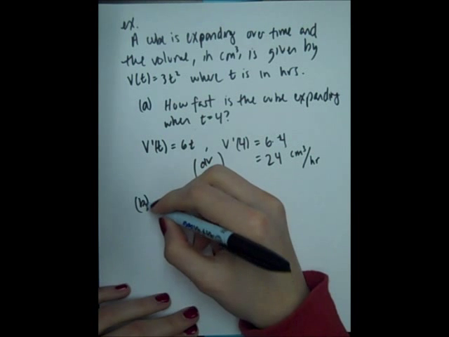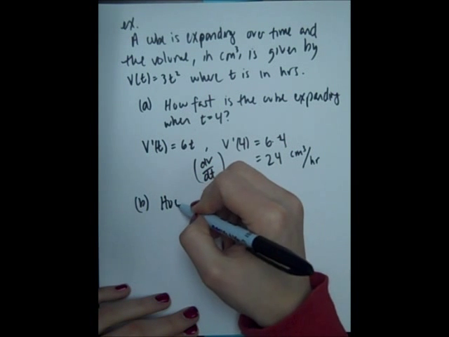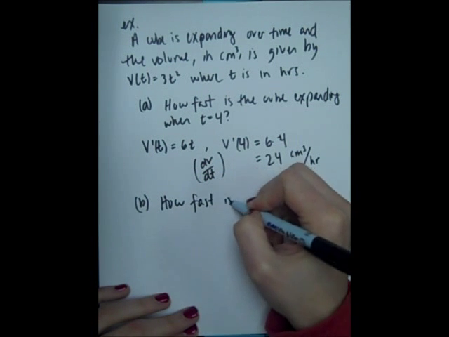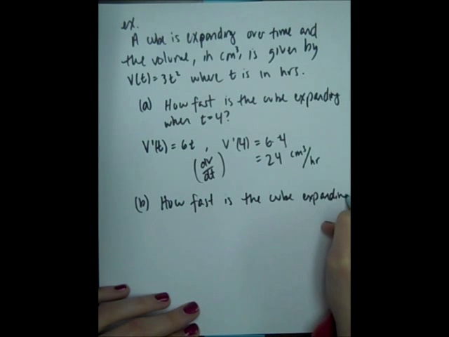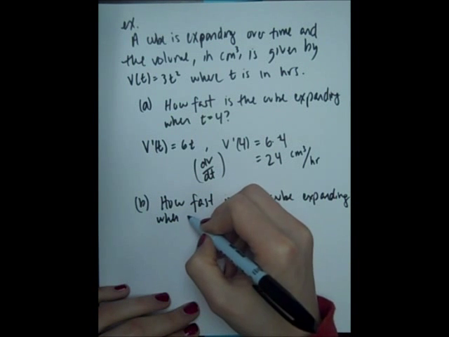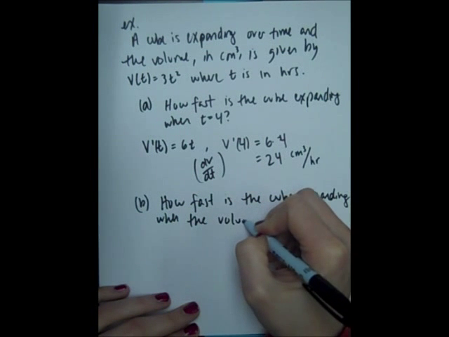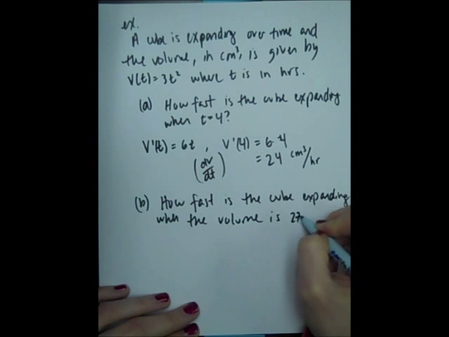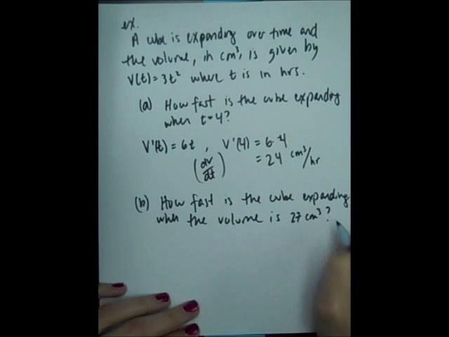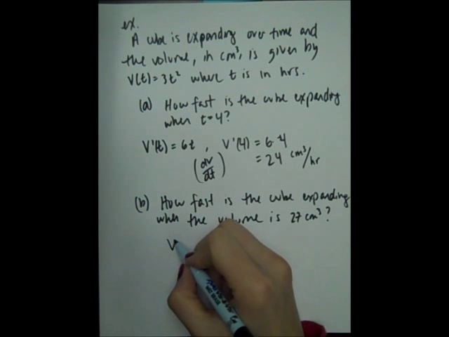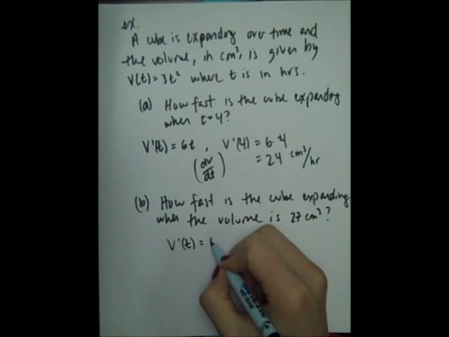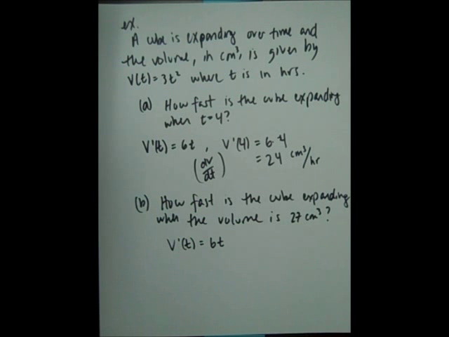Second question we could ask is, how fast is the cube expanding when the volume is 27 cubic centimeters? So again, we're asking how fast is it expanding, so we're looking for a rate of change. So we're saying, what is V prime of t? We already found that was 6t. The question now is, what do we plug in for t?